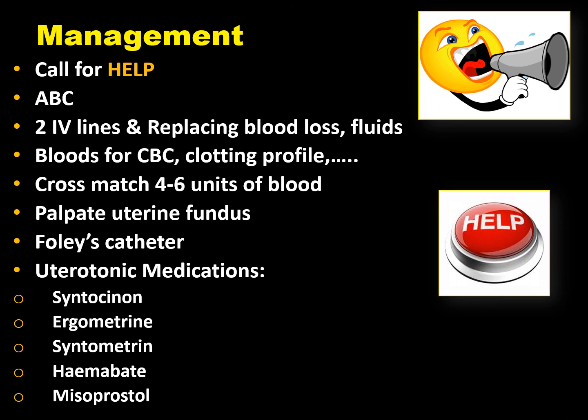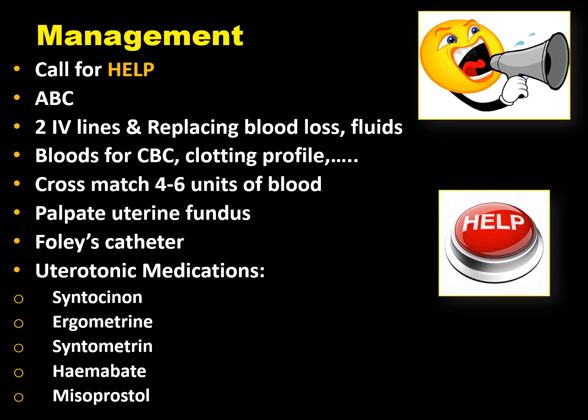These uterotonic medications include syntocinon, which is oxytocin, and ergometrin, the trade name is methergin. We don't give this for patients with hypertension or cardiac disease. Syntometrin is a combination, an IM injection, of syntocinon and ergometrin. Hemabate is prostaglandin F2 alpha; once we reach the hemabate, we have to move to the theater.